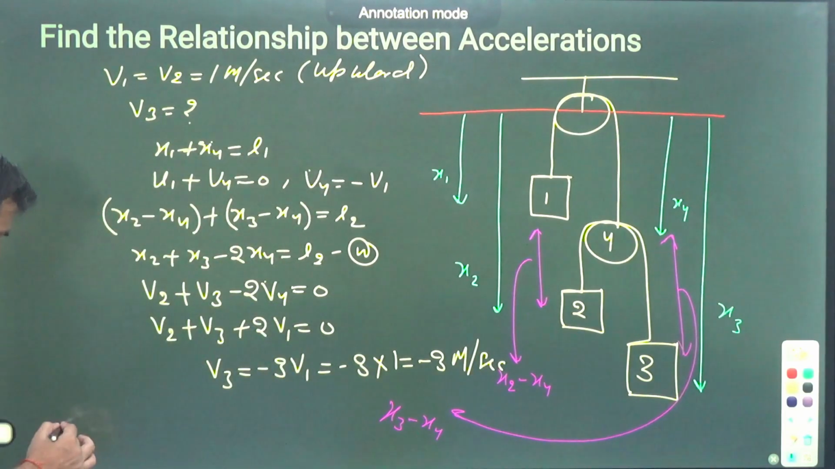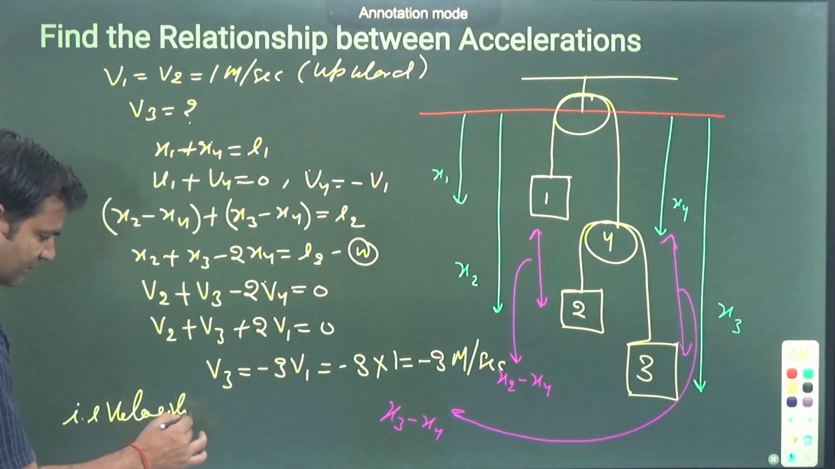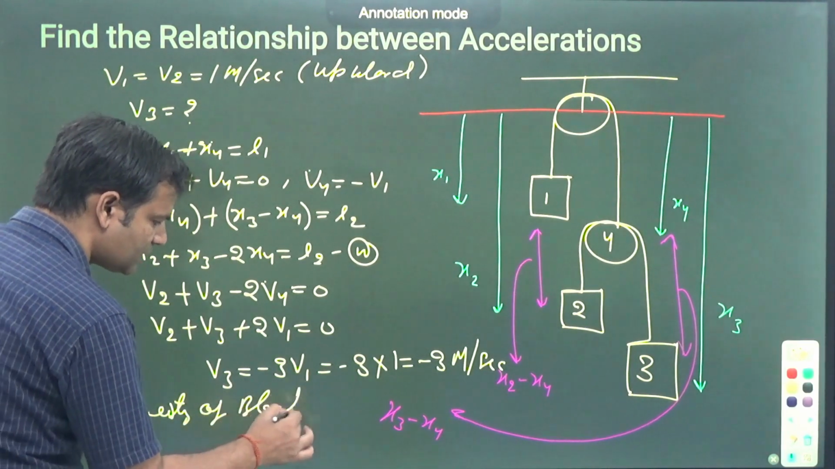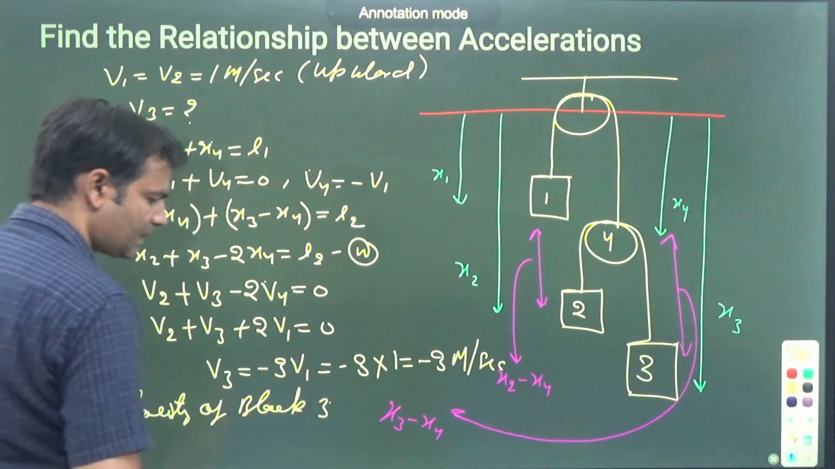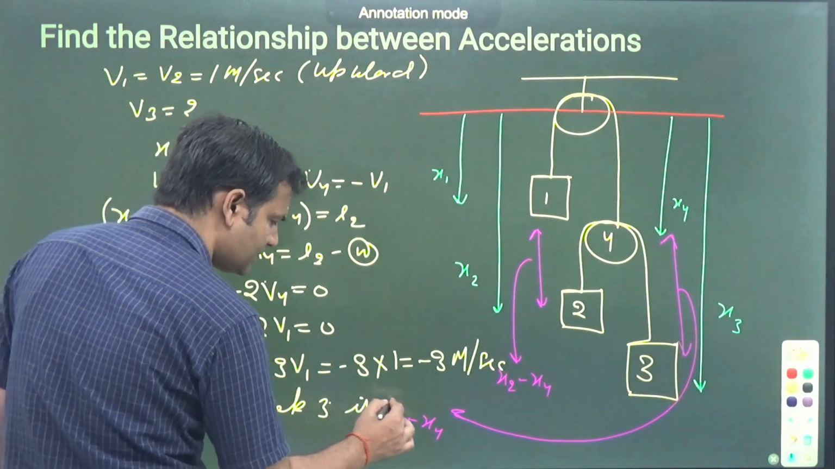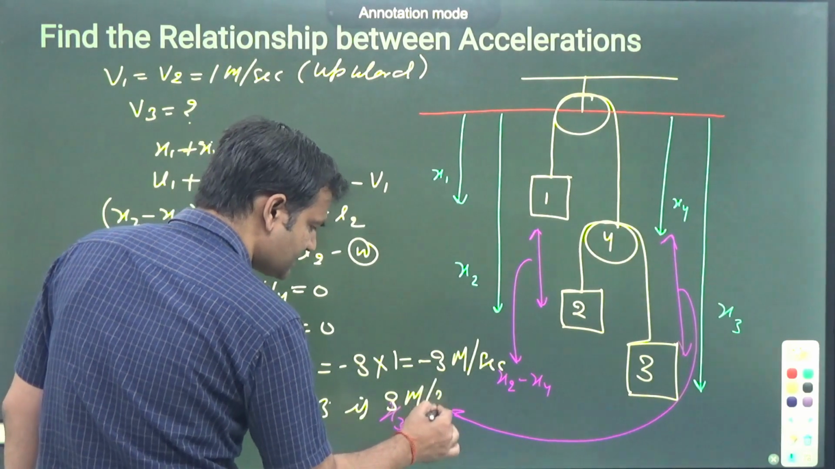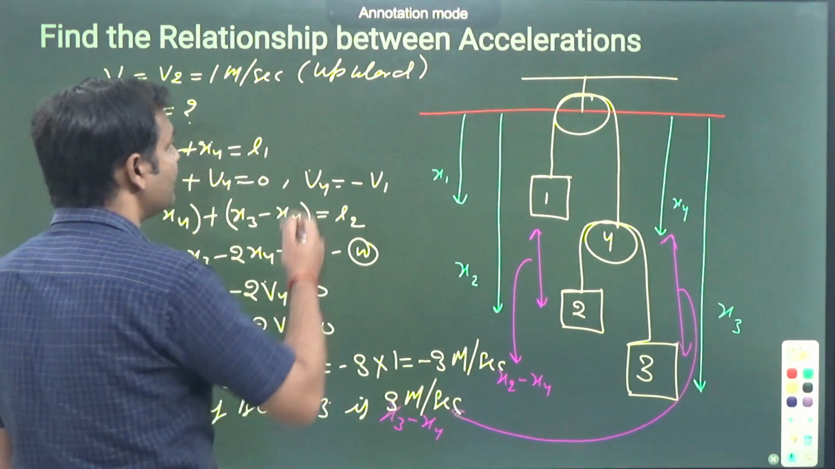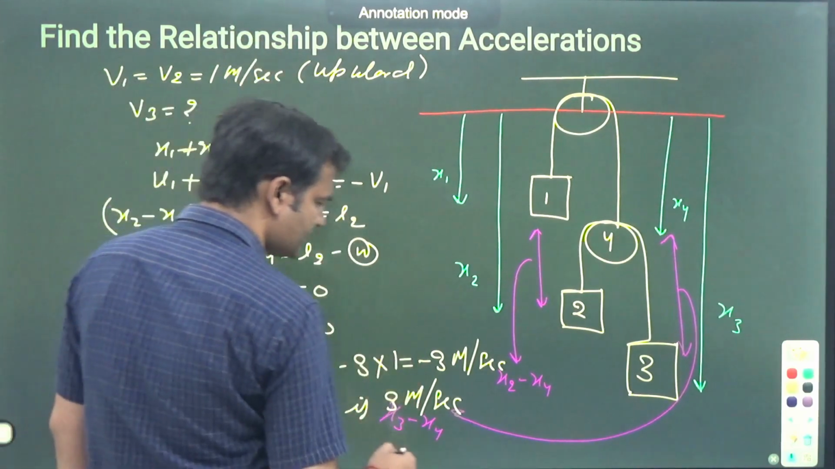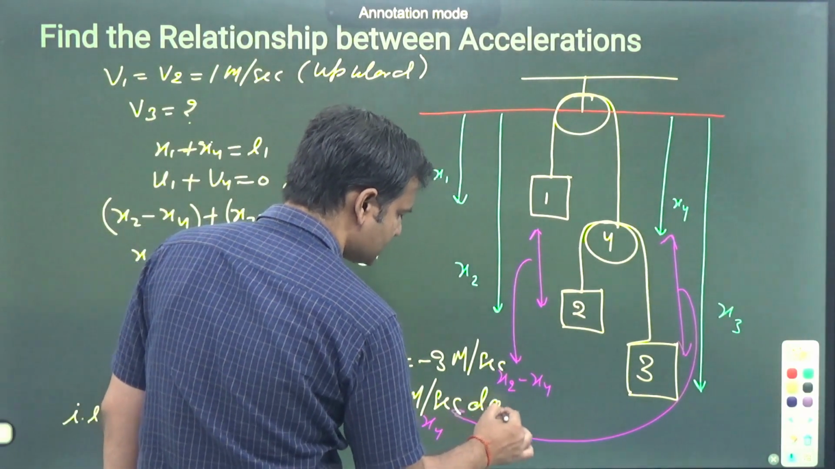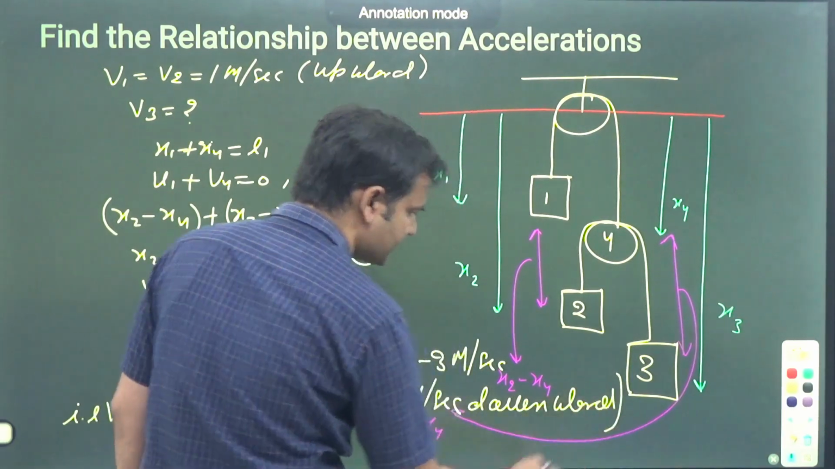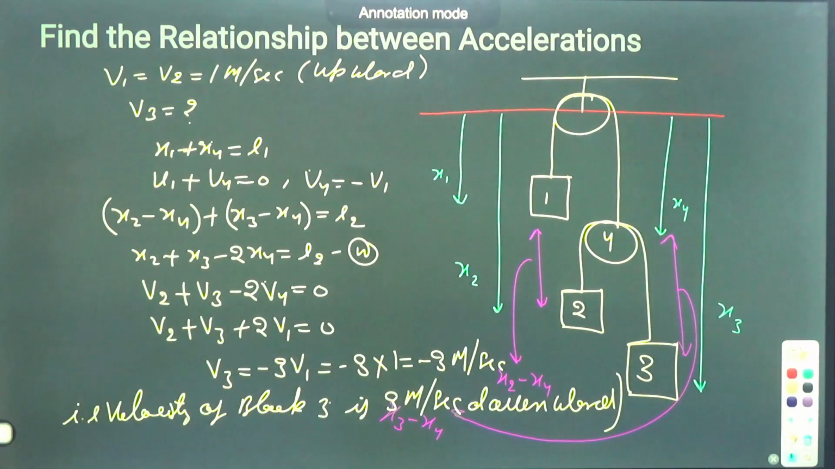It means that is the velocity. You can say the velocity of block 3 is how much? 3 meter per second. In which direction? Upward or downward? If this one is going upward, then this one is going downward. Downward. Clear or not? Make it. If in doubt, then write it down in the comments.